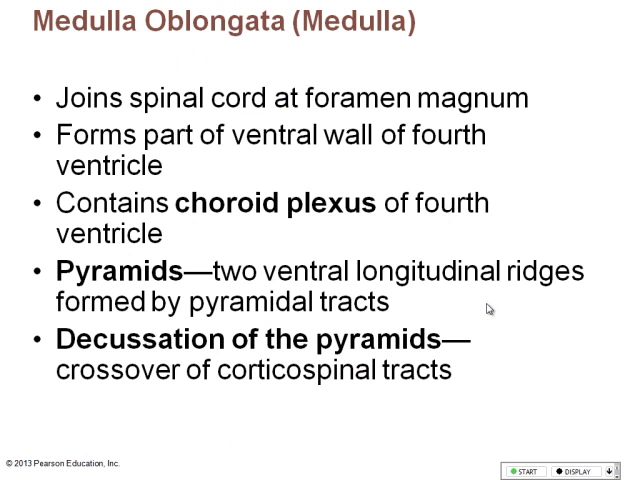The medulla oblongata joins the spinal cord at an area, big hole in your head called the foramen magnum, at the base of your skull. Do you have to know where that is? Yes, you do. So remember where it is on your bones, and that's where we're going to find your medulla oblongata. So it forms part of the ventral wall of the fourth ventricle, contains groups of cells that make cerebrospinal fluid called choroid plexuses. And then we're going to find, again, connections to higher brain regions.